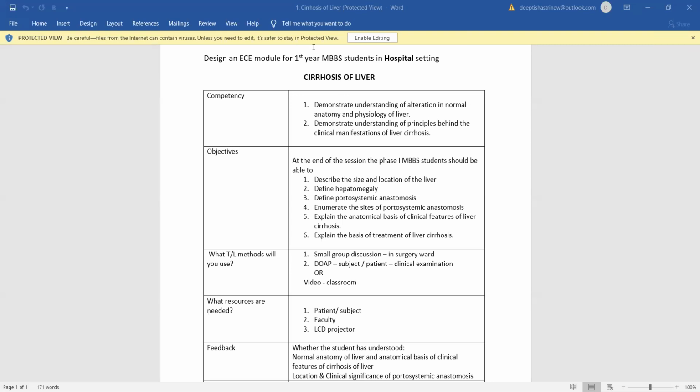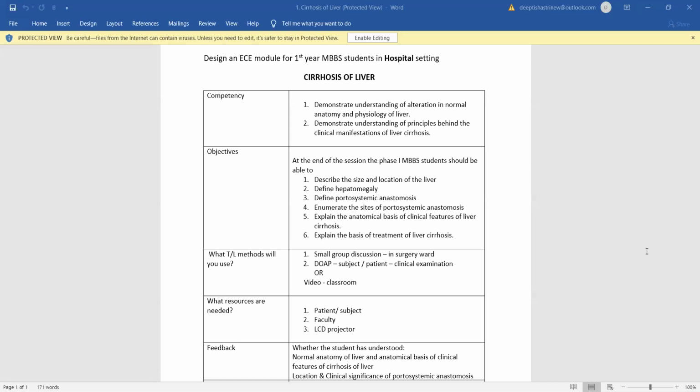Good evening, all the respected resource persons and my dear colleagues. I am Dr. Priyanka Pandey from Group A2, and the topic for the ECE module which was allotted to us was cirrhosis of liver in hospital setting. And the competency which was designed was: number 1, demonstrate understanding of alteration in normal anatomy and physiology of liver; number 2, demonstrate understanding of principles behind the clinical manifestations of liver cirrhosis.